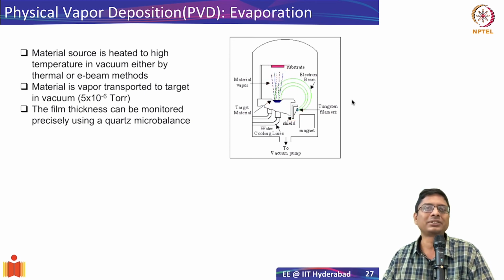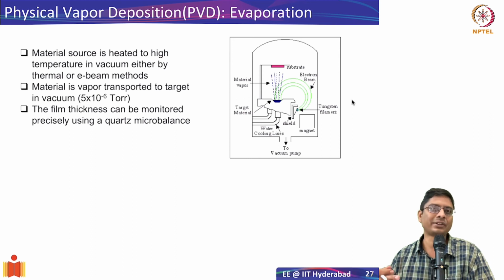Why do we need a high vacuum system? If you don't have high vacuum, the atoms, let's say you're depositing aluminum, will simply undergo Brownian motion, scatter everywhere, and go everywhere. They won't go in straight lines. With high vacuum, the mean free path is going to be large, so they go long distances.